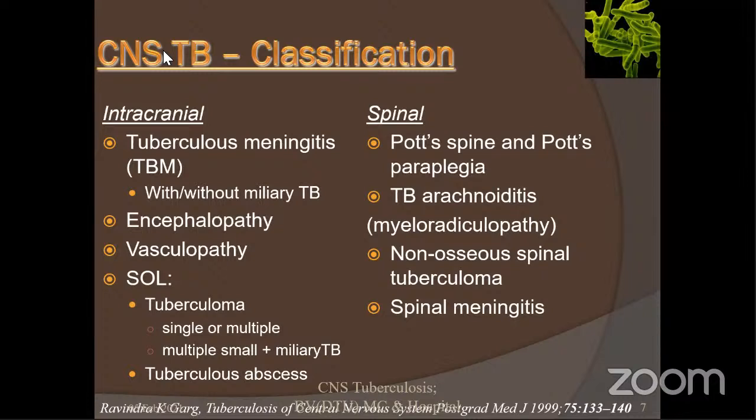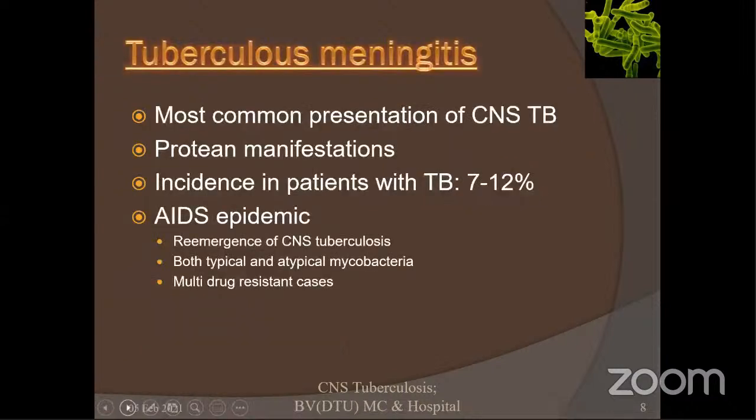So, if we don't treat tubercular meningitis properly, they land up in tubercular arachnoiditis, which is a very difficult thing to treat. The most common presentation of CNS tuberculosis is tuberculous meningitis. It has protean manifestations, and often the diagnosis is missed. Many a case goes around the hospital with headache, neck pain, and is not diagnosed with tubercular meningitis. As I said, the incidence in patients with tuberculosis is about 7 to 12% before the AIDS epidemic. And once the AIDS epidemic started, there's a re-emergence of CNS tuberculosis, both with typical and atypical mycobacteria, and multi-drug resistant cases also started coming.